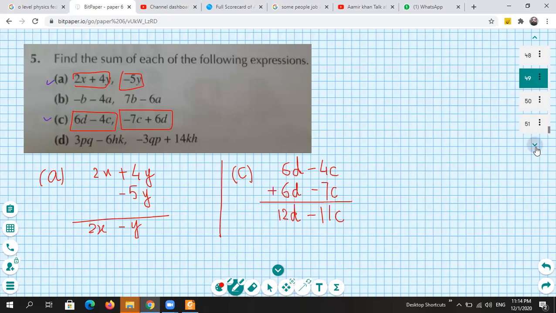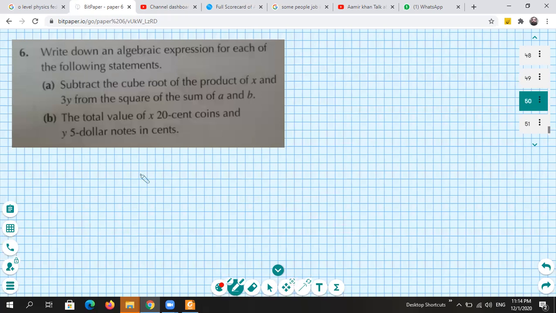All right, next question. Question number 6. Write down an algebraic expression for each of the following statements. Part A, subtract the cube root of the product of x and 3y from the square of the sum of a and b. So basically we have two terms: the first one is the cube root of the product, and the second one is the square of the sum of a and b.